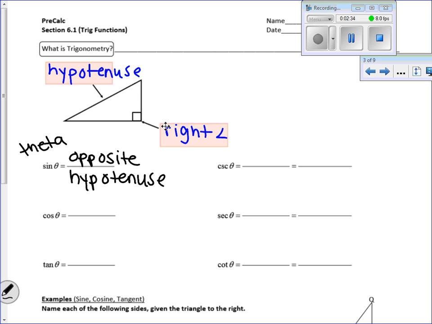I'm also really lazy, so I'll probably just write OPP period, HYP period. That's fine too. Cosine of theta is what? What are my words? Adjacent, very good, over what? Hypotenuse. And then lastly, tangent of theta is TOA. So what is that? Opposite over adjacent. Good.